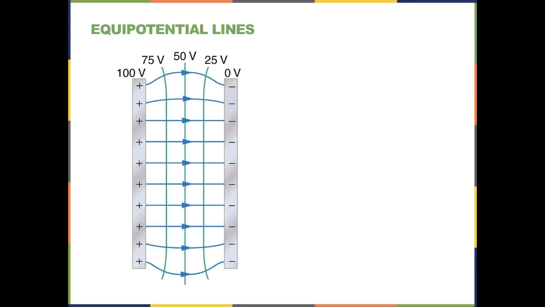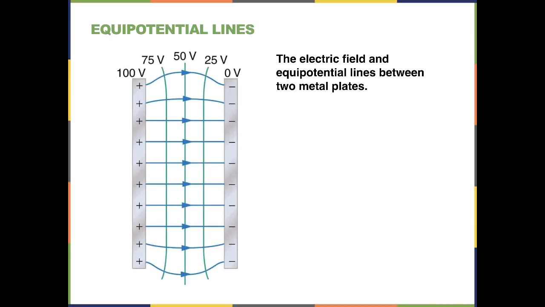Now here you have two parallel plates, and the electrostatic field lines represented in blue moving from the positive plate to the negative plate, and the equipotential lines drawn in green. And again, you see that one side is 0, the other side is 100, and you have various voltages across the top. The electric fields and the equipotential lines are shown between these two plates.